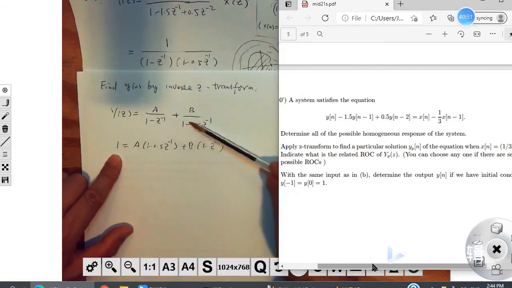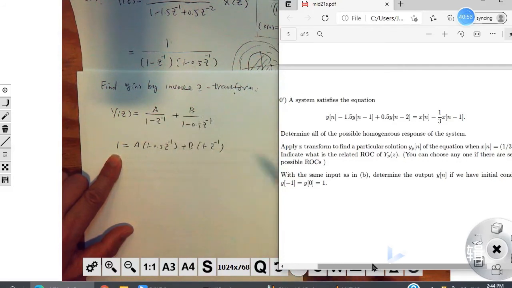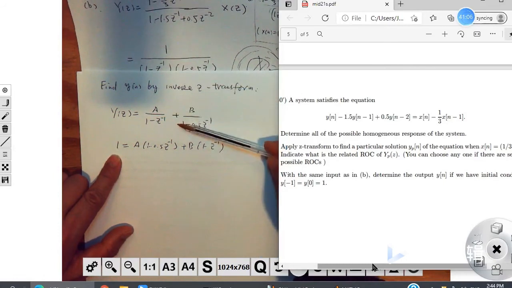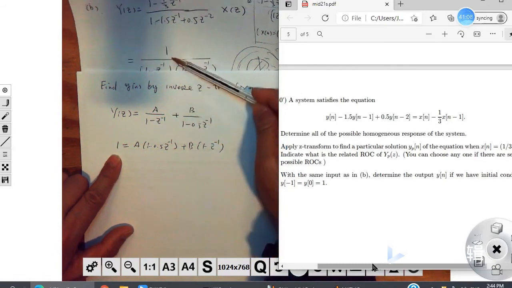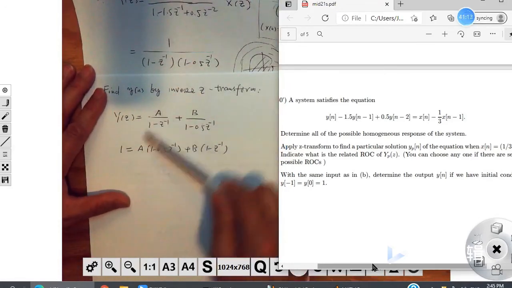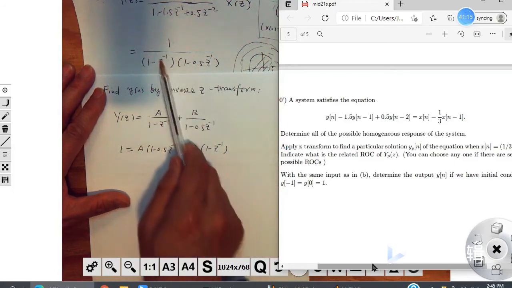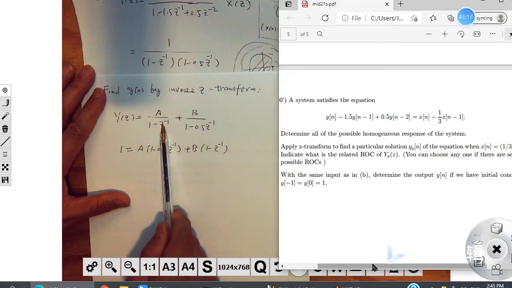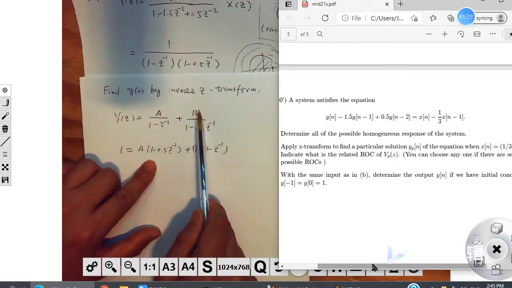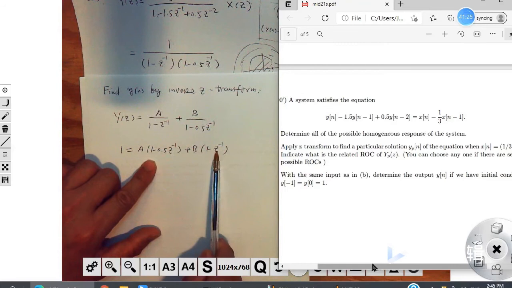Now these two, you add these two together, the numerator will be A times this plus B times this. So it should be the same. Now you can also consider these two are the same. Then you multiply this denominator on both sides. Then this one you times the denominator, you only have 1, right? The denominator cancels, this is 1. And this one you times this denominator, this one cancels, you have A times 1 minus 0.5 z to negative 1 and B times 1 minus z to negative 1.